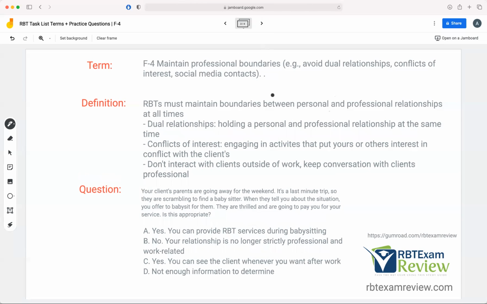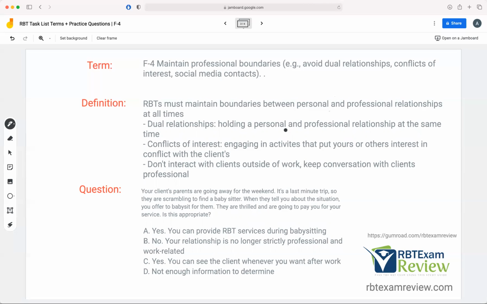Okay, continuing again. Maintain boundaries between personal and professional relationships at all times. What is a dual relationship? Holding a personal and professional relationship at the same time. If you're friends and you work with that client, that's a dual relationship. If you're dating the client and working with the client, dual relationship. If you're going out for drinks on the weekend with the client and you're working with the client, dual relationship. Okay, so now you're getting the idea.